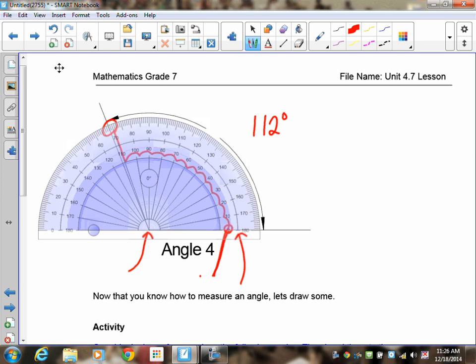Now, if you measure with the wrong scale, you're going to come out here and you're going to say that the angle is 60, and you're going to get to here, it's going to be 68 degrees. Now, if you think about it, that's not possible because this angle is actually an obtuse angle, which means it has to be greater than 90 degrees. So if you use the wrong scale, it won't match whether it's obtuse or acute.